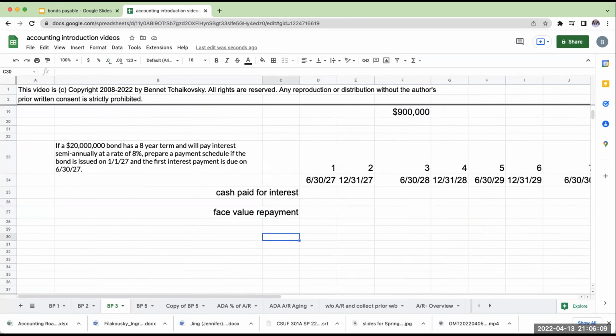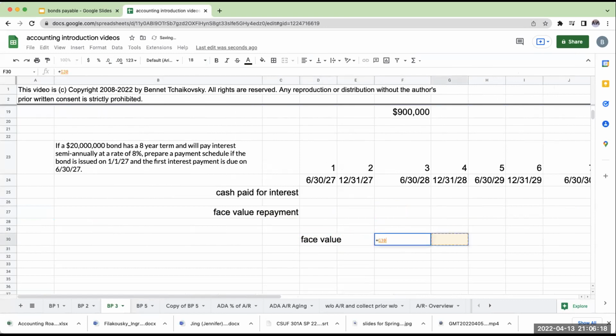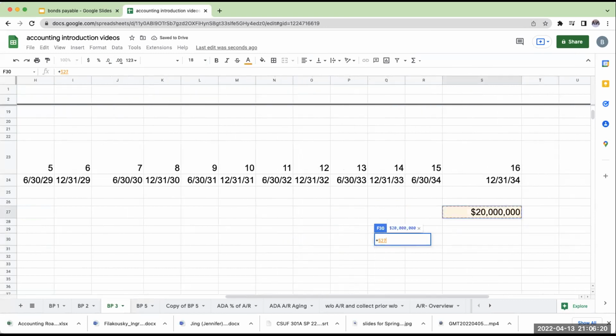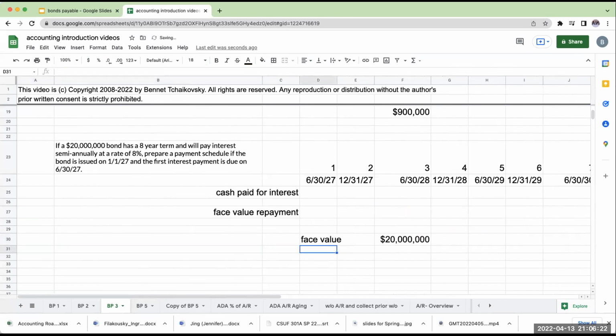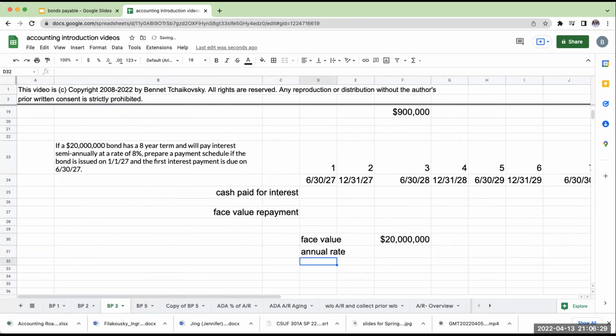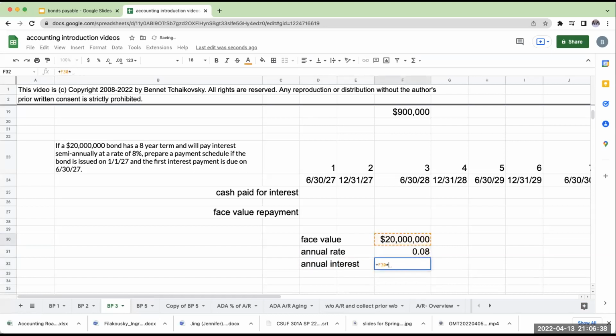Okay, so right over here. So what is the amount of the interest payment? So if my face value of the bond, and remember, you want to use the face value of the bond to determine the amount of interest being paid. So this is my face value. Whenever I see an interest rate, it is always an annual rate. My annual rate of interest, right? What does that mean? It's going to be for 12 months. So over here, my annual interest is going to be 20 million times 8% or 1.6 million.